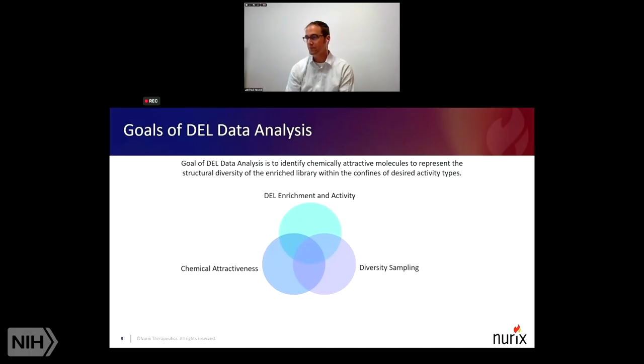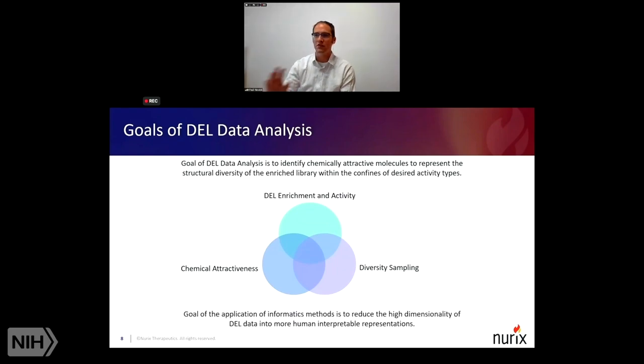And because informatics is in the title, I just want to mention what I believe the role of informatics is. So DEL data sets are huge and very high dimension. And I think the informatics approach is to make the process of analysis much more efficient and really reduce the data set size and dimensionality such that a human can then leverage their knowledge of the target or the project to make informed decisions that are going to be in the best interest of that project.